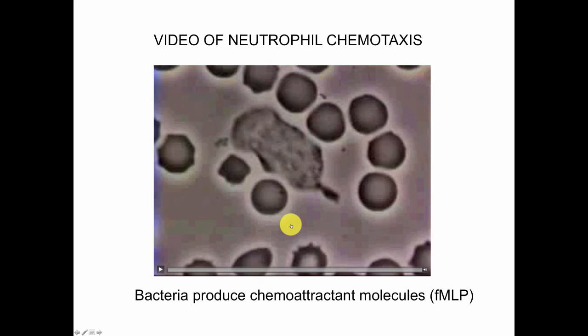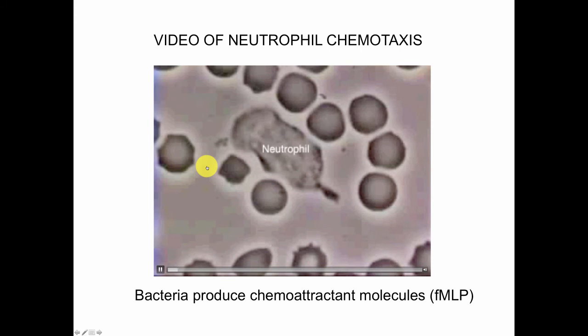So this is just a little movie to show you how motile the neutrophils and other white blood cells can be. And in this case, what you'll notice is that the neutrophil is moving in response to molecules that instead of being produced by the innate immune cells, are actually being produced by bacteria themselves. And so some bacteria produce chemoattractant molecules referred to as FMLP, and neutrophils express receptors for that molecule that induce migration of the neutrophil towards the bacteria.